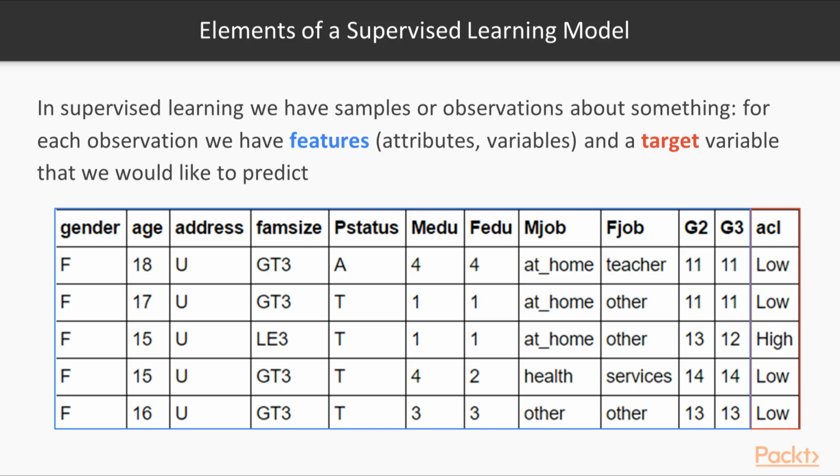For instance, here, I am showing a few rows of the student's dataset that we used in previous sections. And as you can see, every observation represents a student. And for every student, we have some features like gender, age, family size, and so on. And if we define one of these features as the target, the one that we would like to predict, then we are talking about supervised learning.